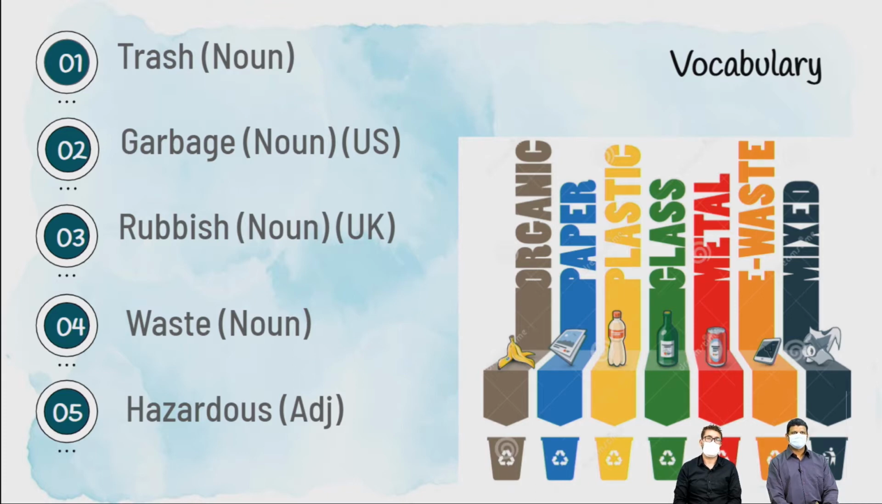Okay, then we have waste, number 4, waste. So if you don't finish your meal, then you have waste. That is waste to put in the trash or to give to your dog. That's all waste. And finally, you have hazardous, which is another term for something that is dangerous. Okay? So chemicals are hazardous to your health because they're dangerous.